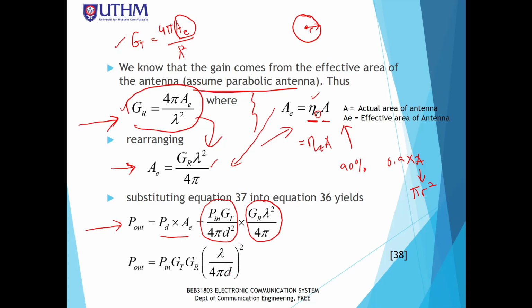Okay, and if we rearrange the equations, we will get this parameter, P out equal to P in GT GR multiplied with lambda over 4 pi d square. Inilah yang dipanggil sebagai Friss transmission equation. Okay, Friss transmission equation.